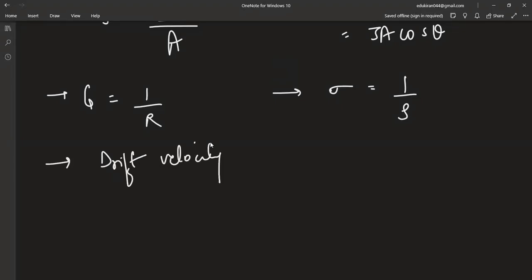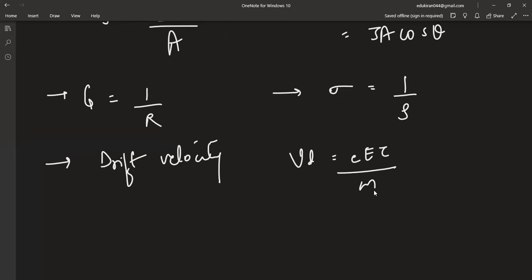Drift velocity we have seen. It's the average velocity that is acquired by the free electrons of a conductor in the opposite direction of the externally applied electric field. That is known as the drift velocity. So we have the formula of drift velocity, Vd.